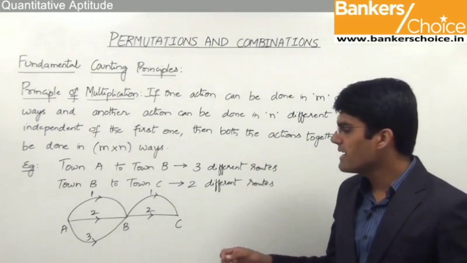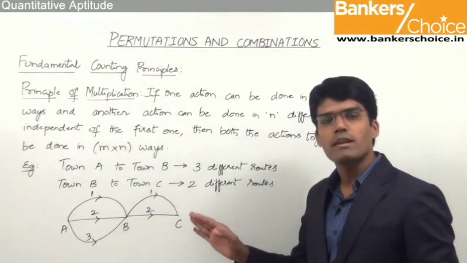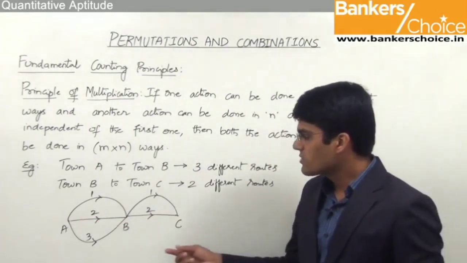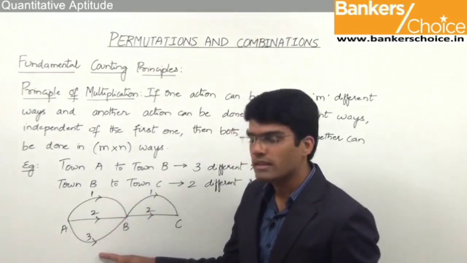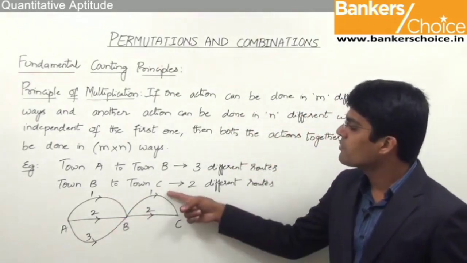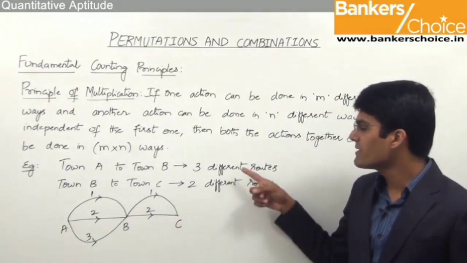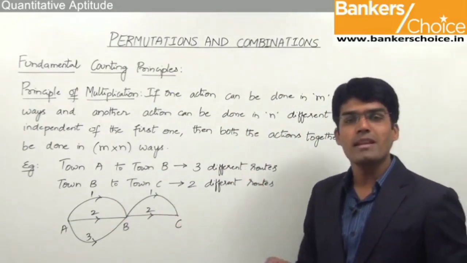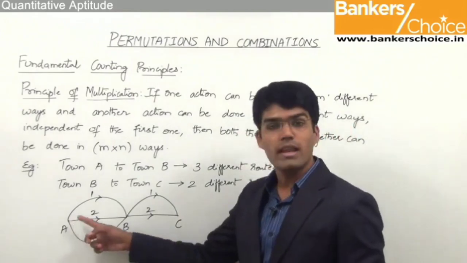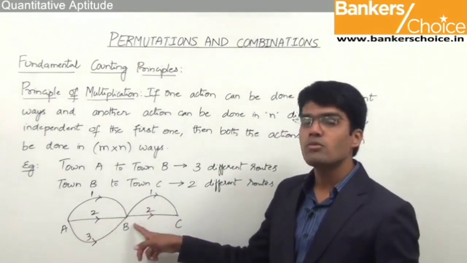Now as given in the example, let's say these are the different routes from town A to town B and town B to town C. So we can see that from town A to town B we have 3 routes, route 1, route 2 and route 3. And from town B to town C we have 2 routes, route 1 and route 2. So that is what is given here. A to B 3 ways, B to C 2 ways. Now in how many ways can a person travel from town A to town C through town B?